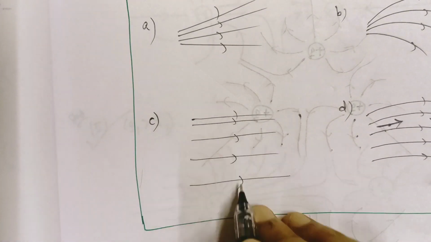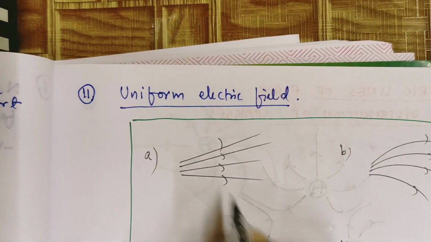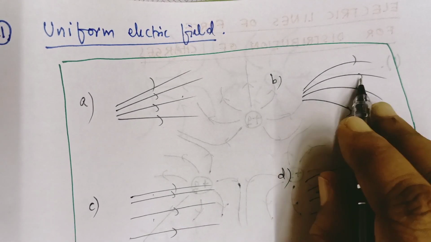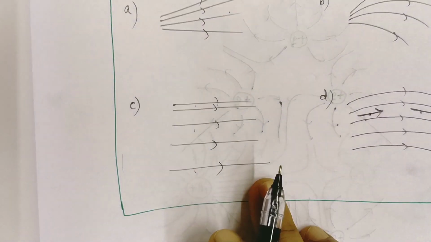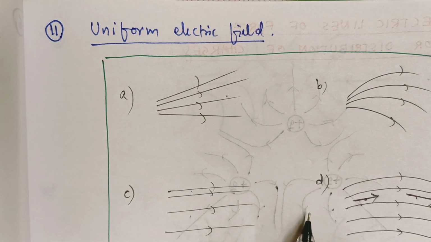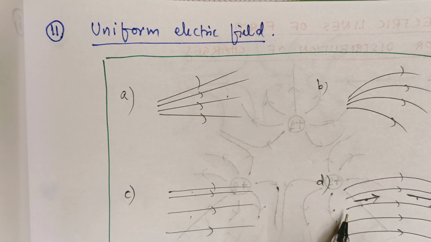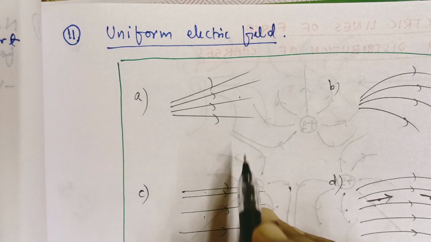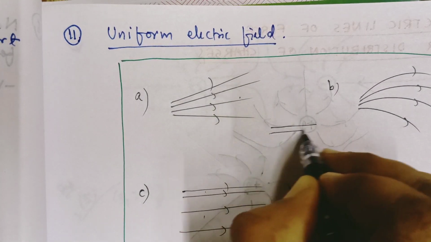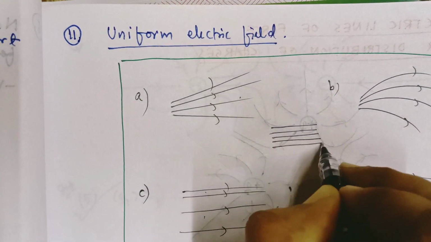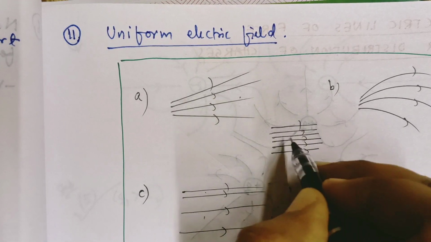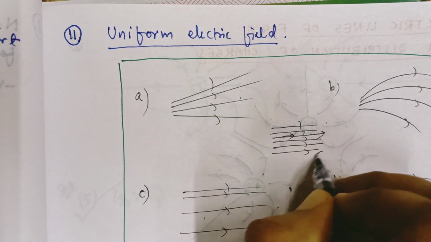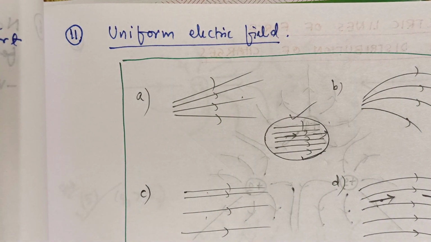Here the directions are the same but the magnitudes are different. Here both direction and magnitude are different. Here both magnitude and direction are different. So in all these figures, there is no figure where both direction and magnitude of strength are the same. Then what happens for a uniform electric field? The picture should be like this. If all the lines of force are equispaced, then the field strength is the same, and the lines are parallel, meaning the field direction is also the same. So this represents a uniform electric field.